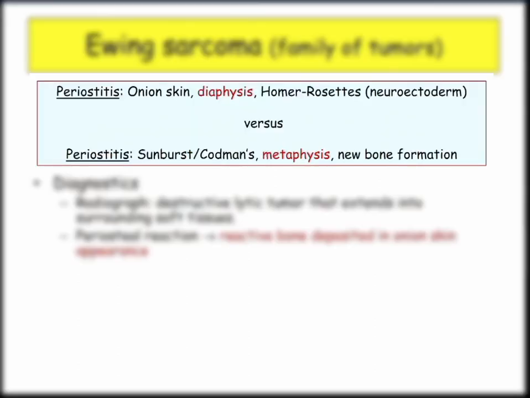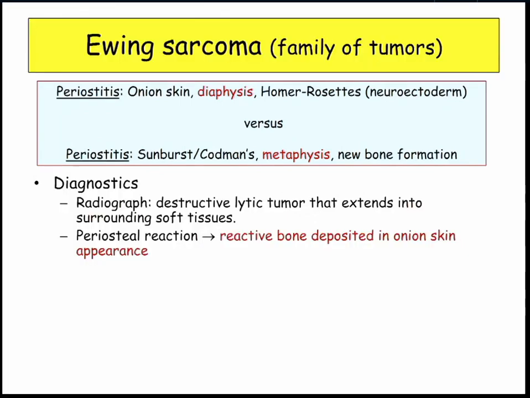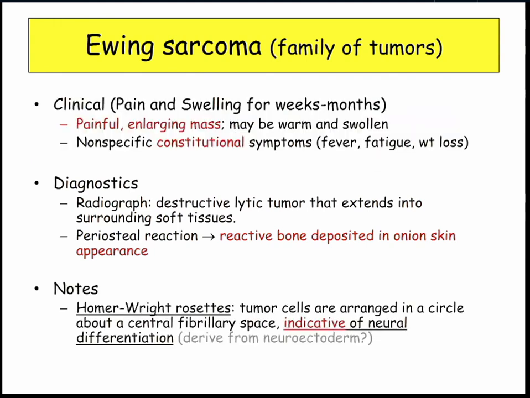And so just to compare and contrast, because we did reactive bone in Codman, diaphysis, Homer Wright rosettes, and this is of neuroectoderm origin. So these will be the descriptions for Ewing's versus sunburst, Codman's triangle, new bone formation in the setting of osteosarcoma. They both can do periostitis, but they distinguish themselves nicely. And that's all I have to say.